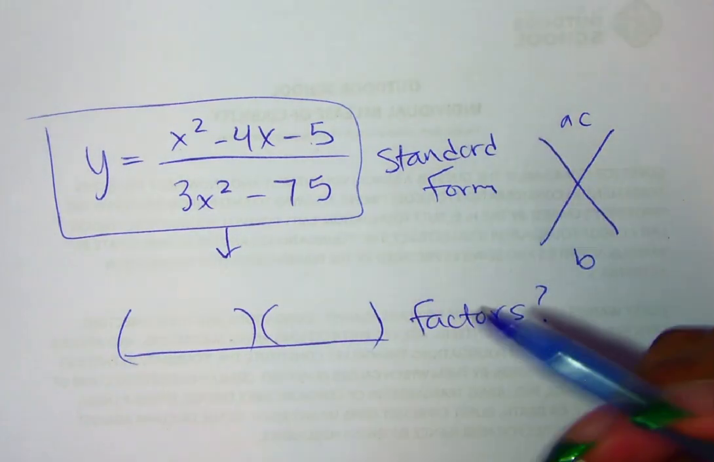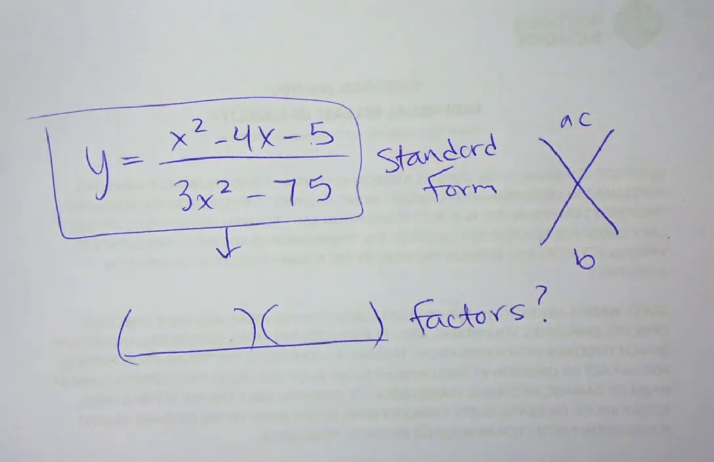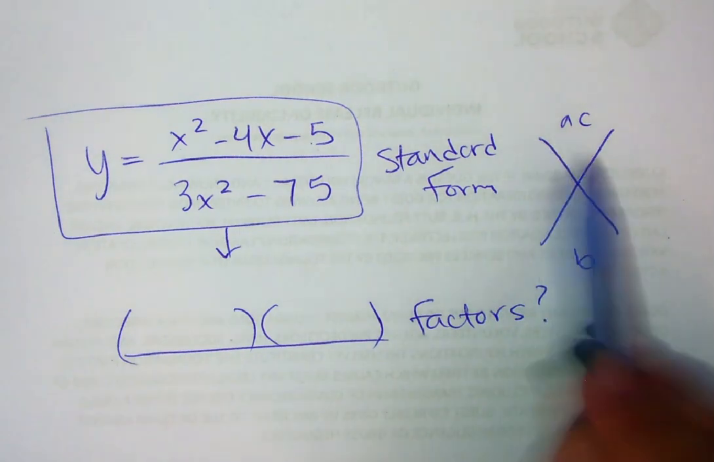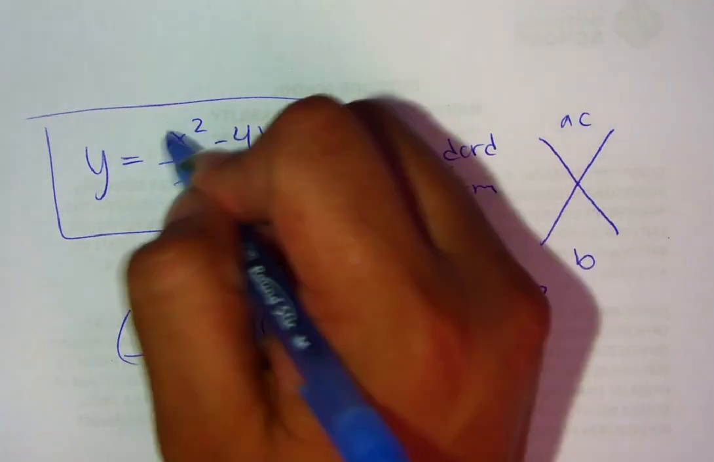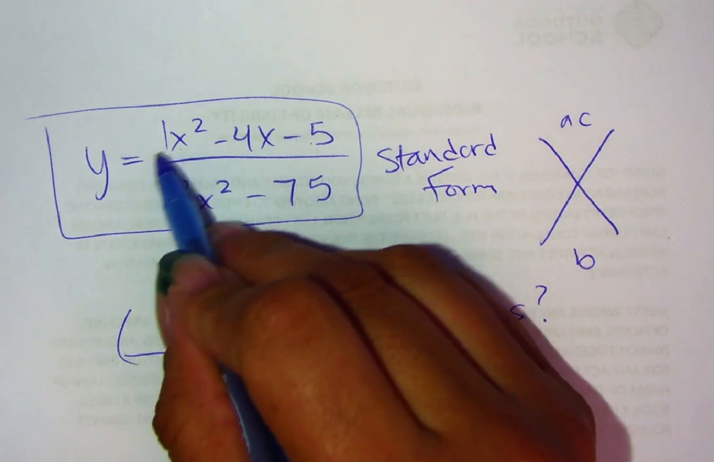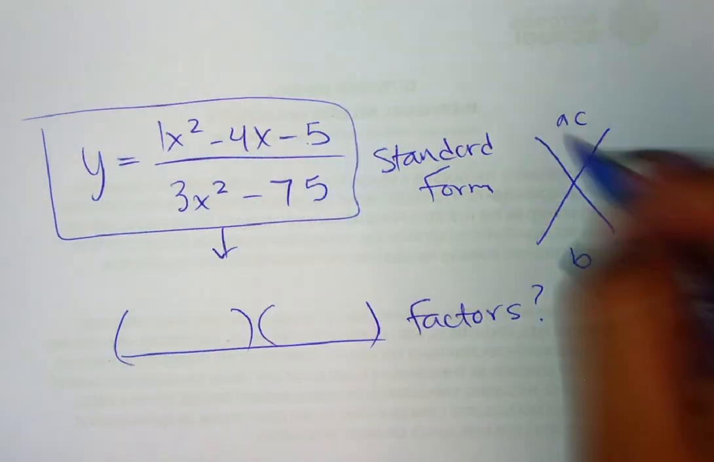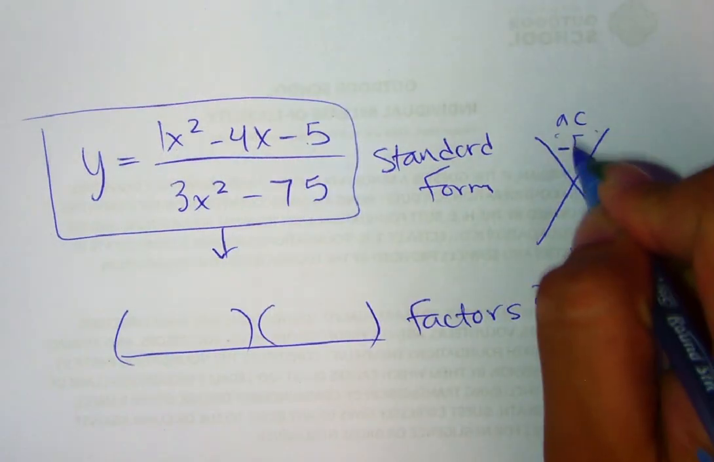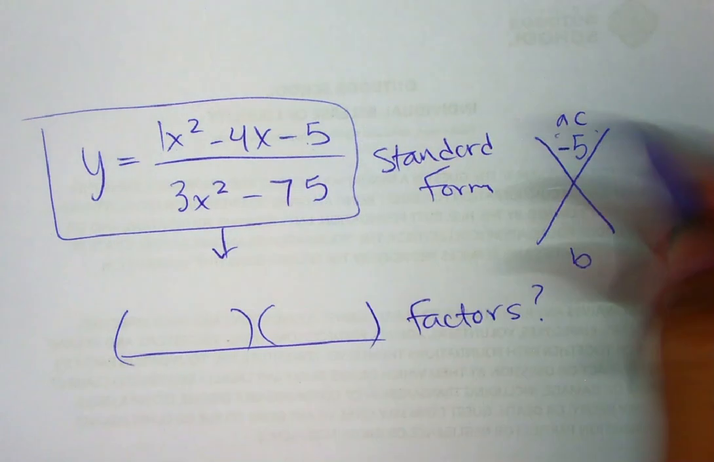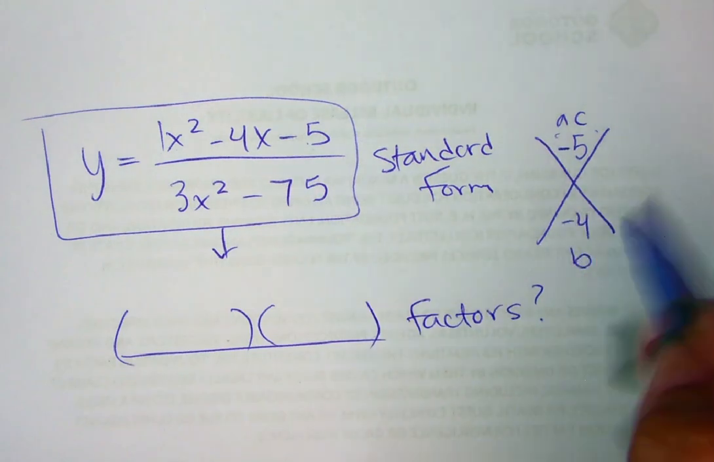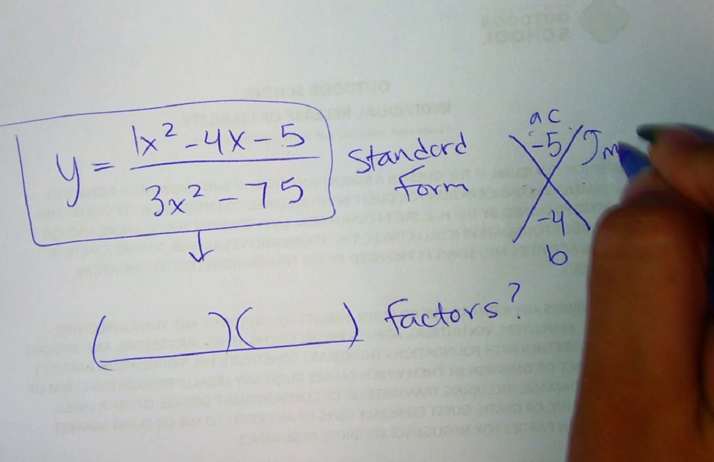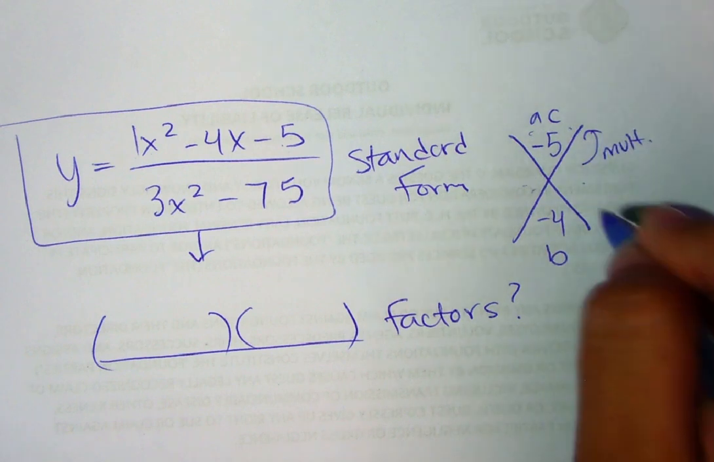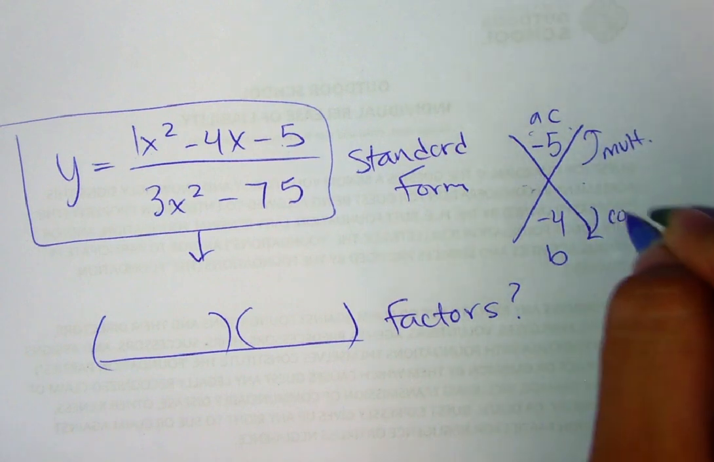If you catch on to the problem, the pattern, then you don't need to use this x if you already know what to look for. But let's just go ahead and continue. So 1 times -5, that's your A times C. That's -5. B value is -4. And then what two numbers do you multiply? What do you multiply to get -5? And you combine to get -4.